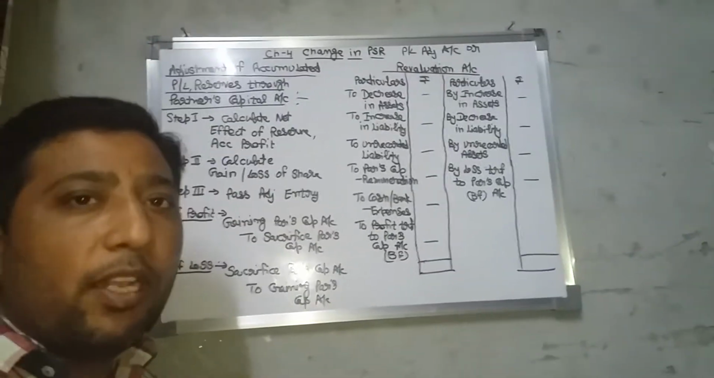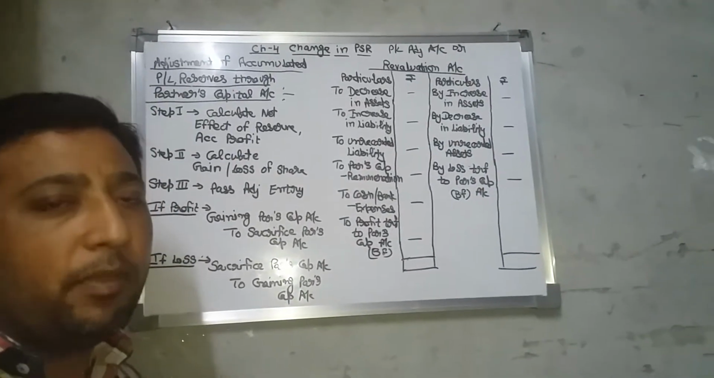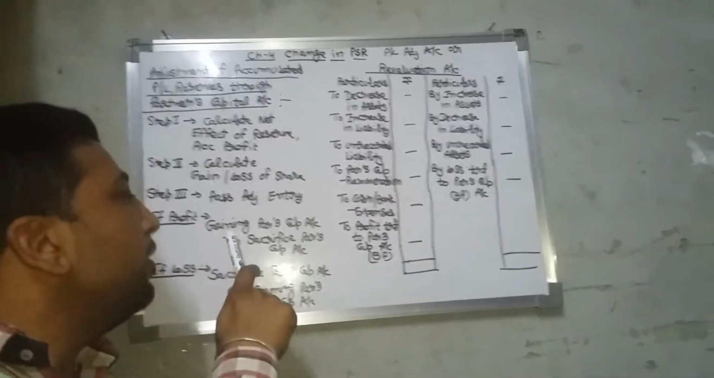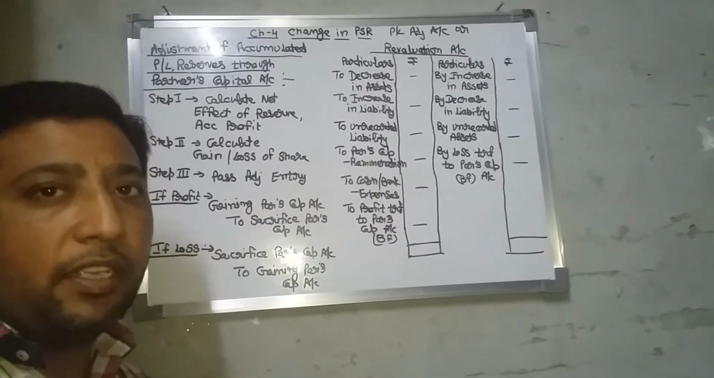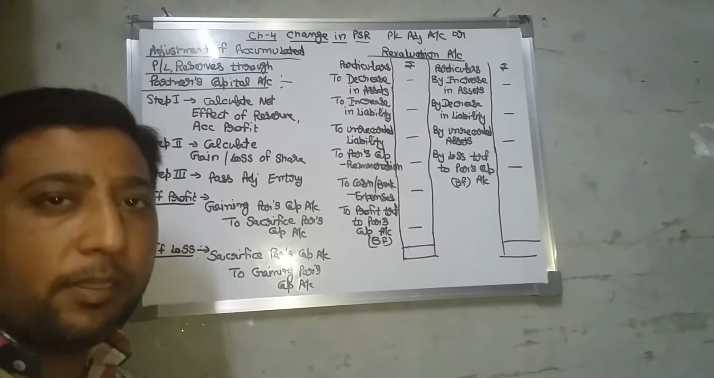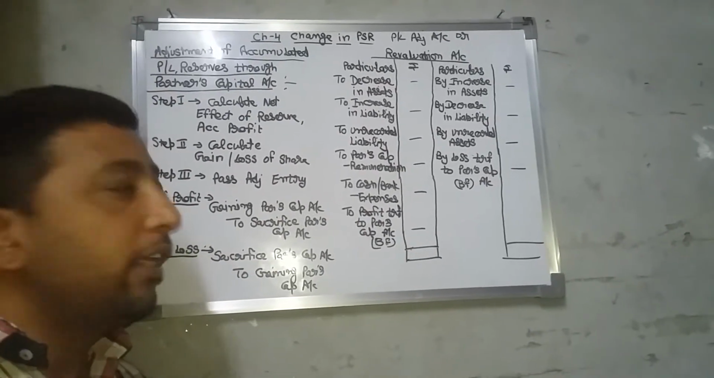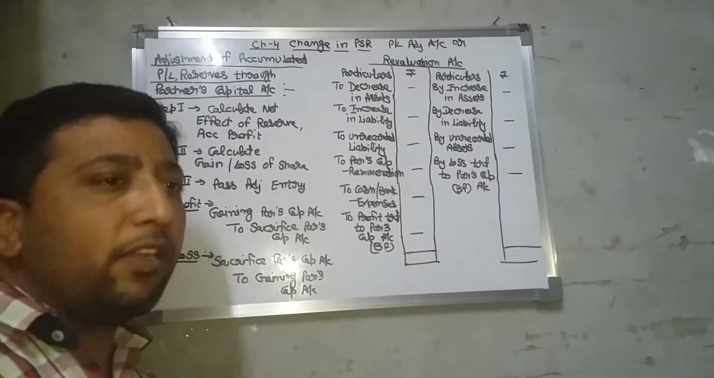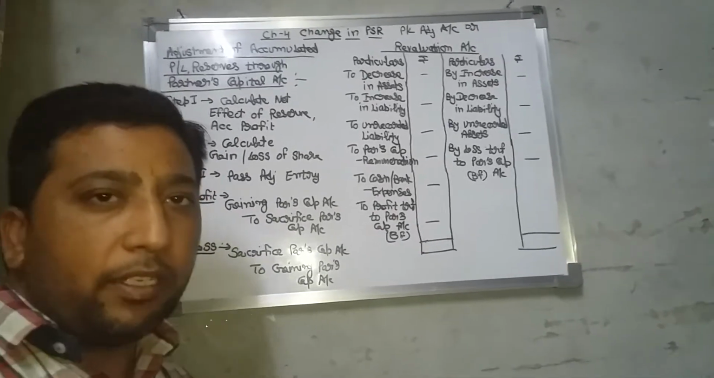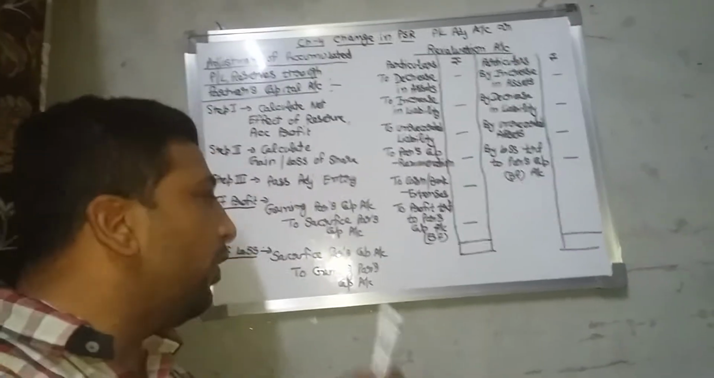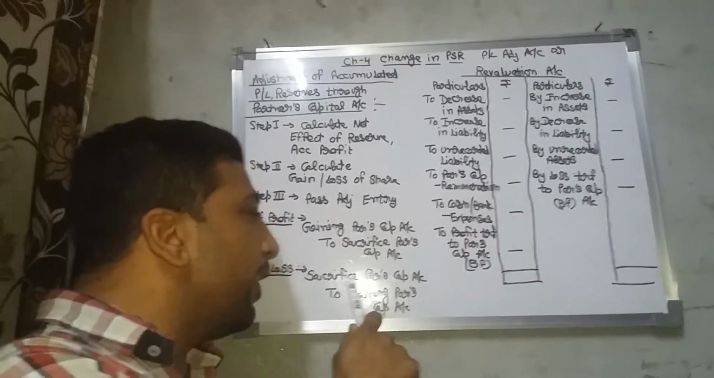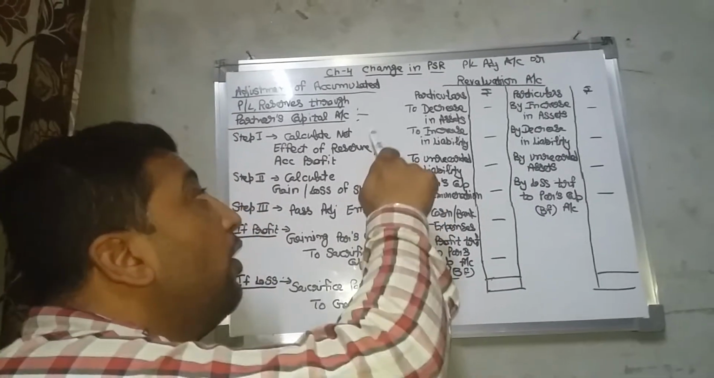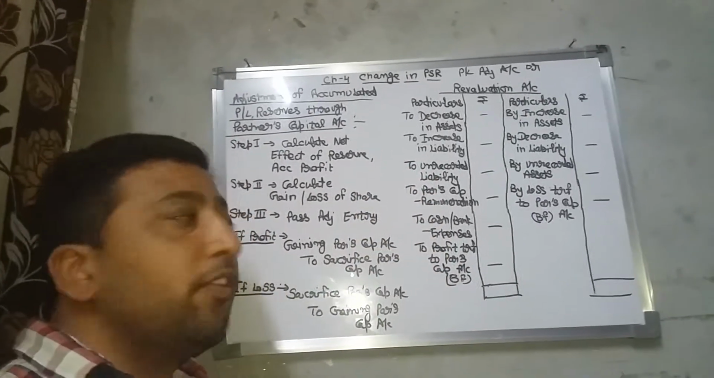Second step, you have to calculate the gain or loss of shares, which means you have to calculate the sacrifice ratio and gaining ratio. Third one is the adjustment entry. If the net effect is positive, that means there is a profit, then the entry would be gaining partner's capital account debit to sacrificing partner's capital account. If the net effect is negative, or there is a loss, then the entry would be reversed: sacrificing partner's capital account debit to gaining partner's capital account. So this is all about the adjustment of accumulated profit or reserves.